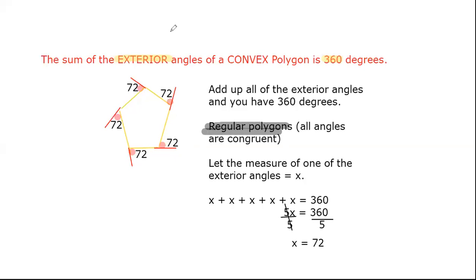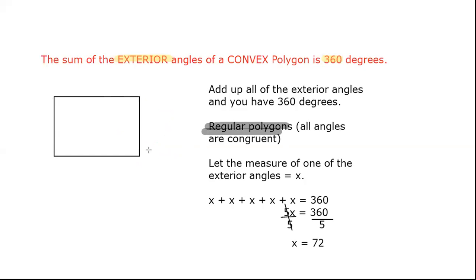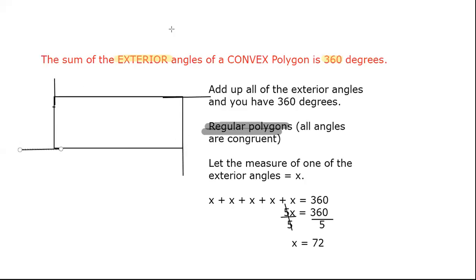So another polygon that you could use would be a rectangle. So on the rectangle, let's go clockwise with our line. Clockwise around the shape, and we can't use our straight angle. We're going to use the other one. So we have 1, 2, 3, 4. How many of those are there? 4.